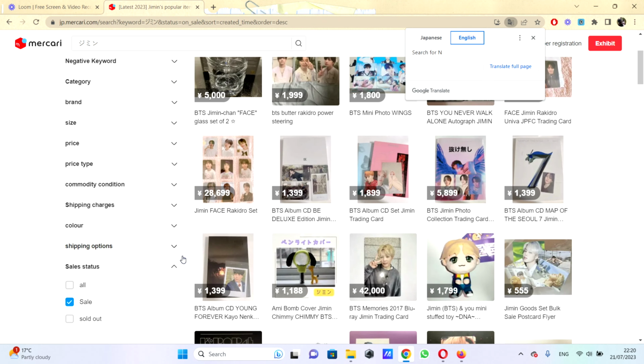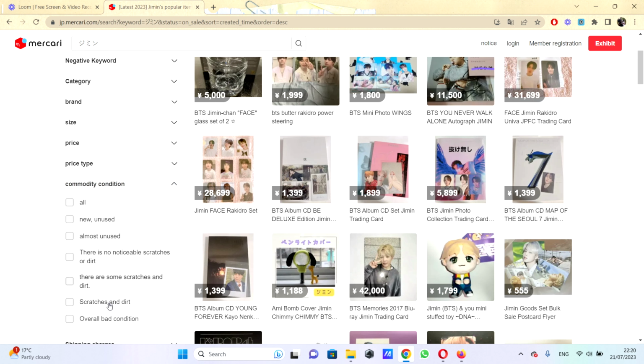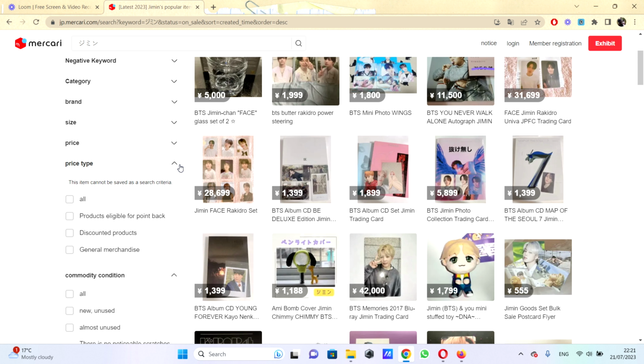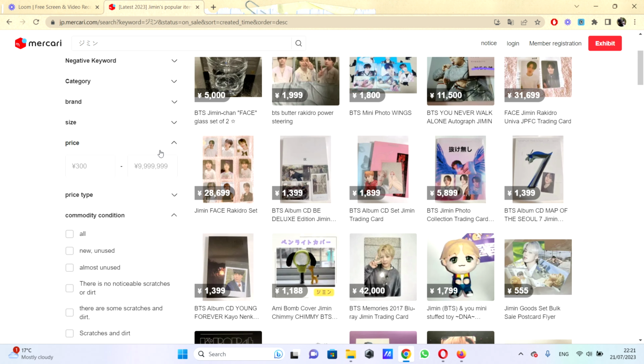We'll go through one of the listings that I can find just to go through all the details. Shipping charges, color, it doesn't really apply here. Commodity condition, you can check if it's all in use and so on, but generally I don't click that. I don't really care about that. Price type, doesn't matter.